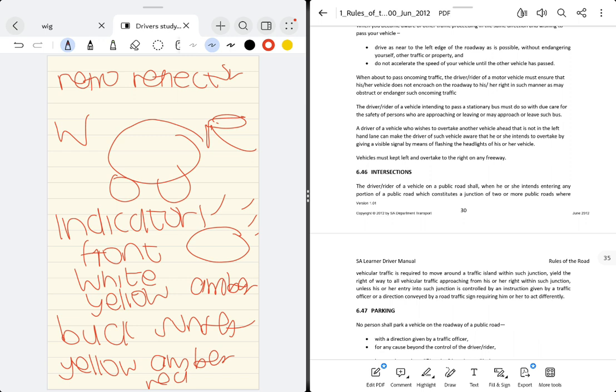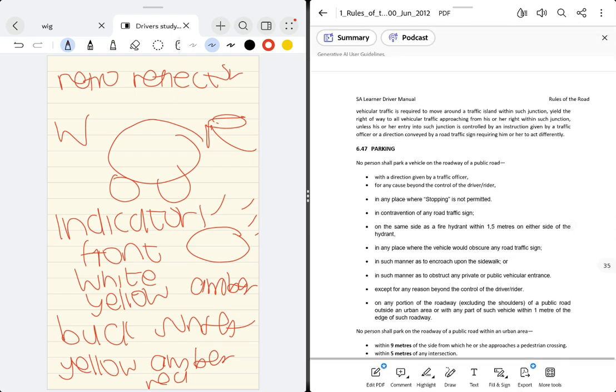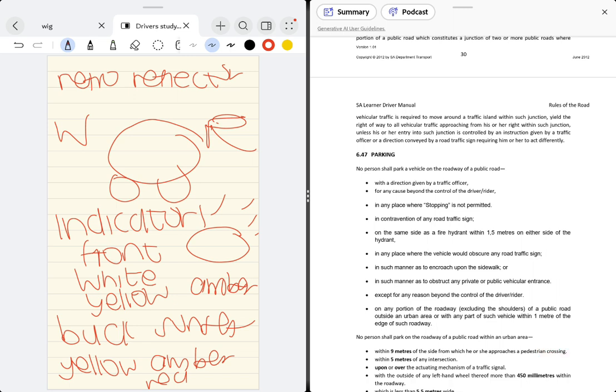The driver of a vehicle on a public road shall, when he or she intends entering any portion of a public road which constitutes a junction of two or more public roads where vehicular traffic is required to move around a traffic island, at such junction yield right of way to all vehicular traffic approaching from his or her right.